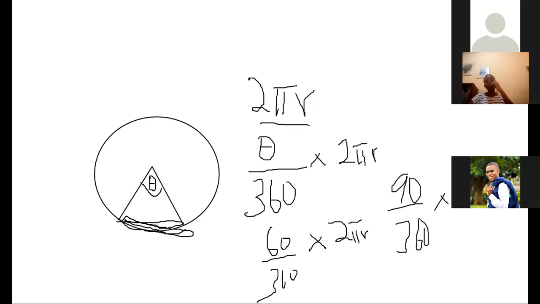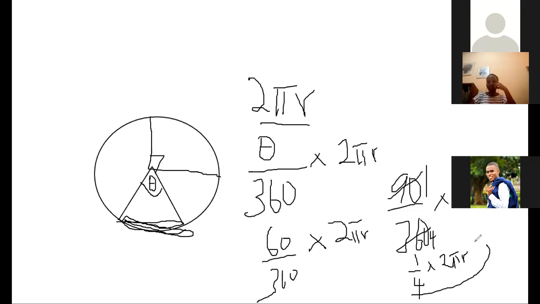And we know that 90 degrees in a circle is a quadrant. That's a quarter of the circle. That gives us what? 90. So this one divides 360 by 4. Therefore, the circumference of a quadrant is 1 over 4 times 2 pi r. That is the formula for finding the circumference of a quadrant.